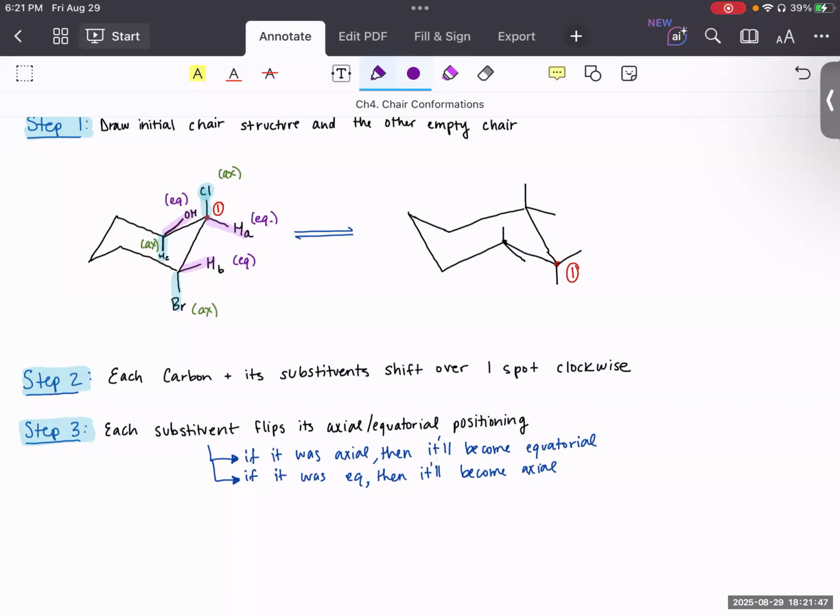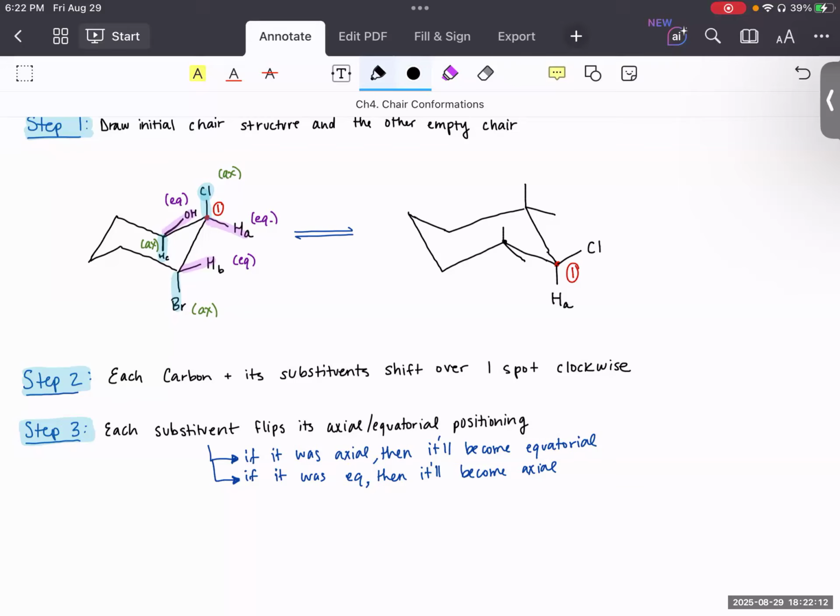And so if we look at carbon 1, we initially had a chlorine and hydrogen A on there. And so if chlorine was initially axial, that means that once we shift over to that second position, it's going to be equatorial. And so the equatorial position is the one that points side to side. And that also means that the HA, which was initially equatorial, will flip and become axial.